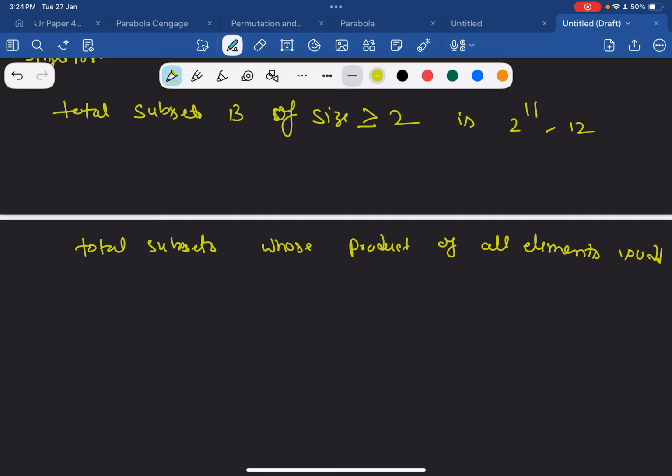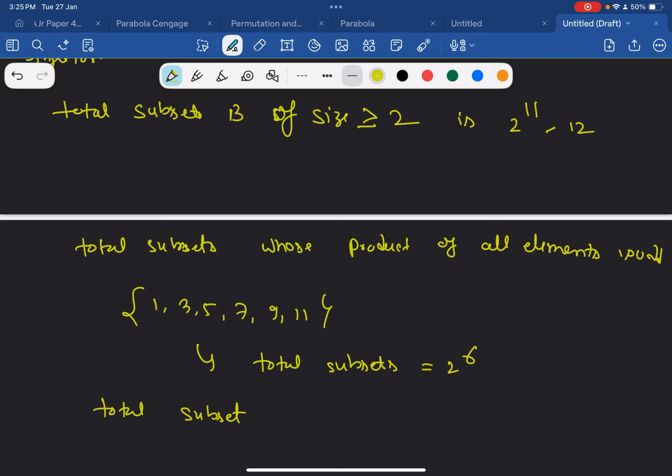Obviously we know that if the product of all the elements has to be odd, then every number should be odd, because if any one number is even, then 100% the total product is going to be even. So it will be formed from 1, 3, 5, 7, 9 and 11. That's what we are going to get. So how many total numbers have you been given? 6. So the total subsets I can form from here will be 2 raised to power 6.